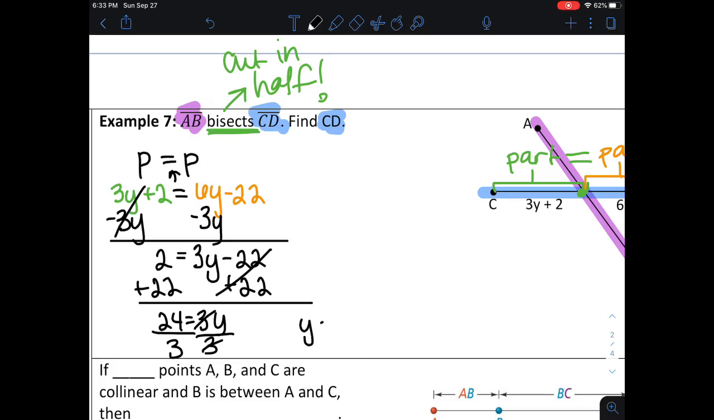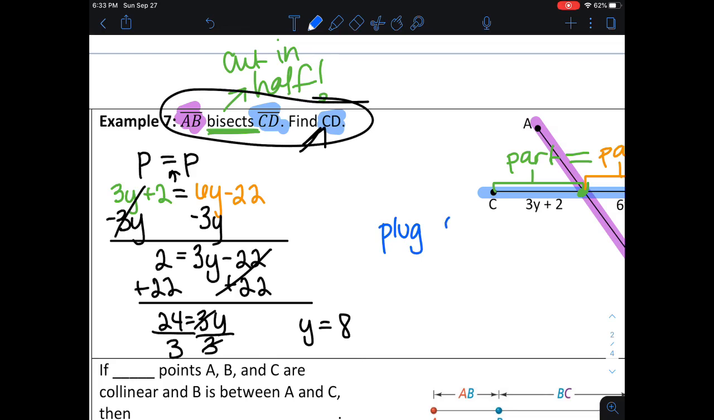3. And then that's going to be y equals 8 because 24 divided by 3 is 8. All right, great. We're done. No. Plug it back in. We're not looking for x. We're looking for CD. So we need to plug back in. So plug 8 in for CD.